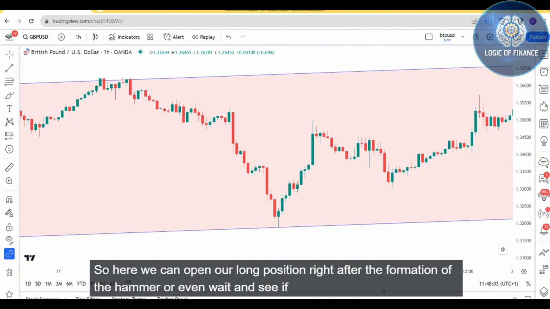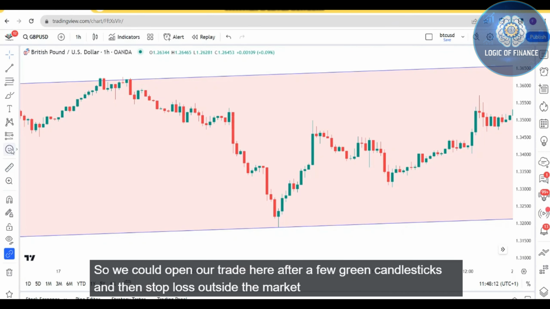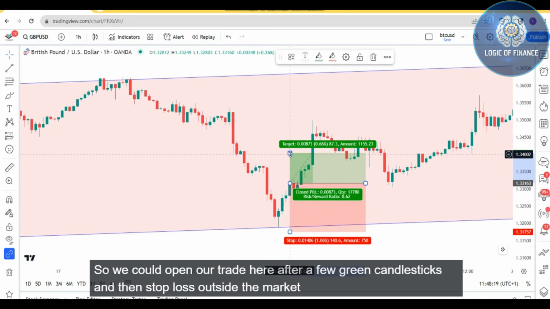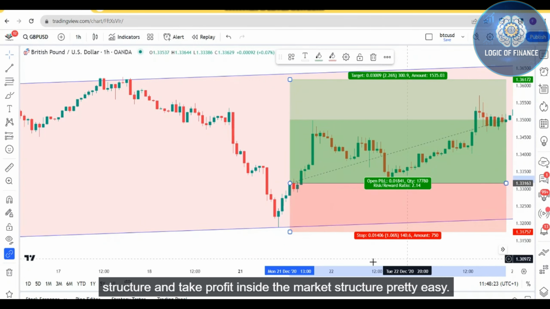So here we can open our long position right after the formation of the hammer, or even wait and see if the price really starts to go up from here. So we could open our trade here after a few green candlesticks, and then stop loss outside the market structure and take profit inside the market structure.